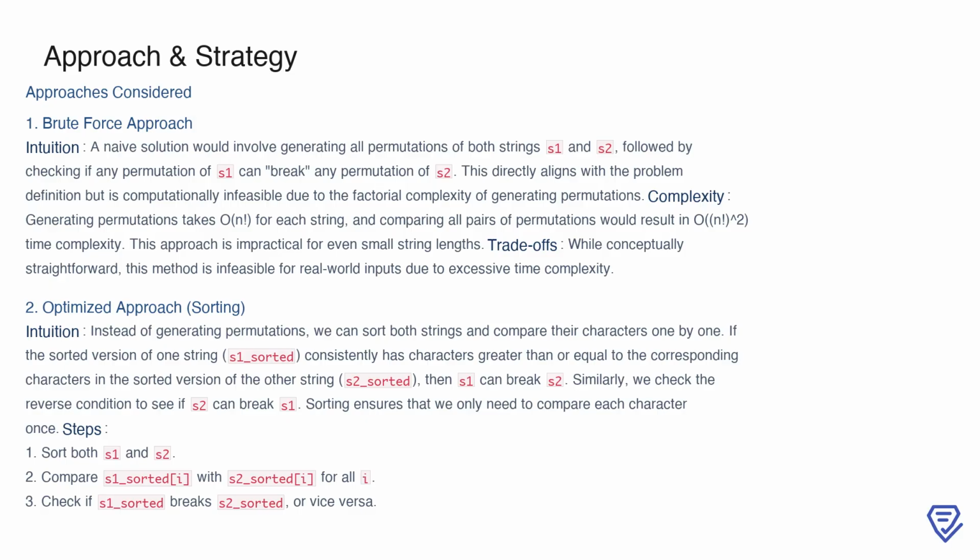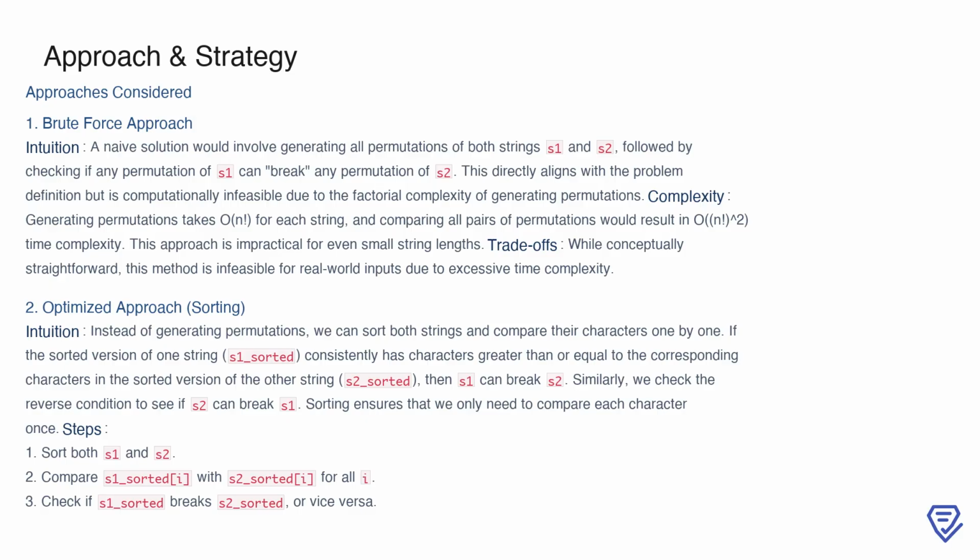Generating permutations for a string involves factorial complexity, O(n!), and when comparing all pairs of permutations, the overall time complexity becomes O((n!)^2). This makes the brute force approach computationally impractical, even for small string lengths. While straightforward to understand, the trade-off here is that it is infeasible for real-world inputs due to its excessive time requirements.